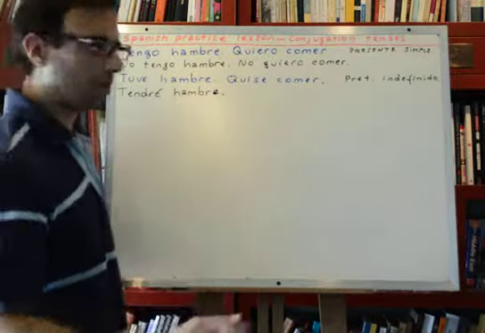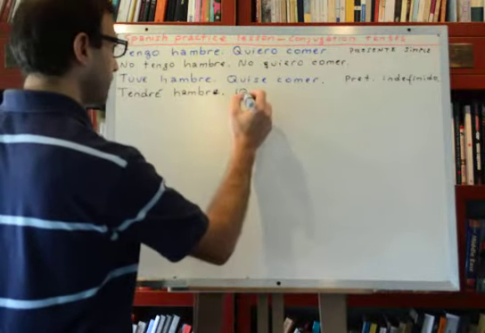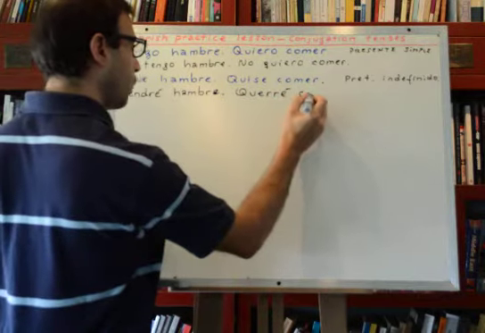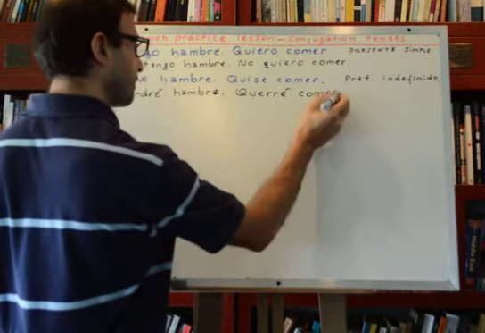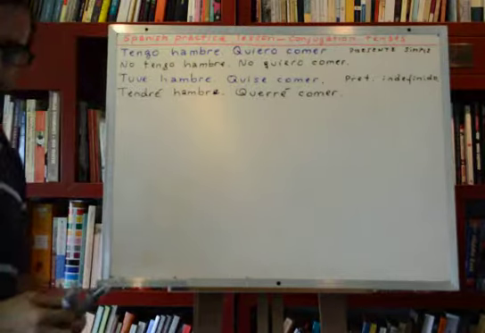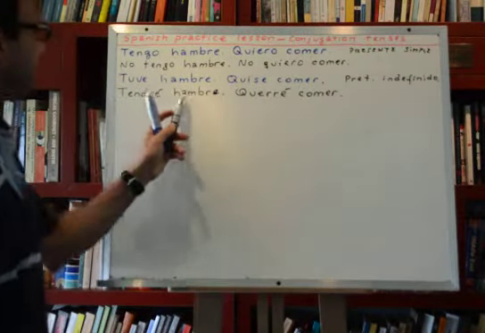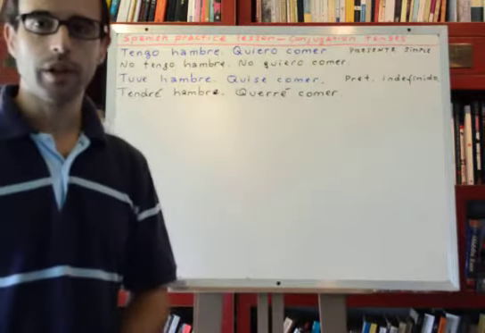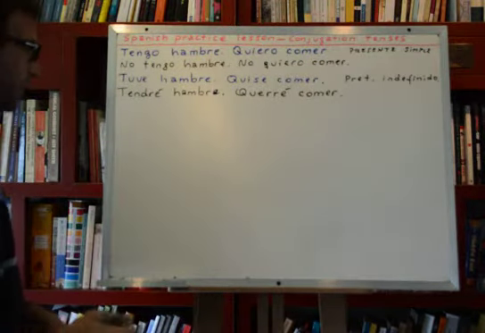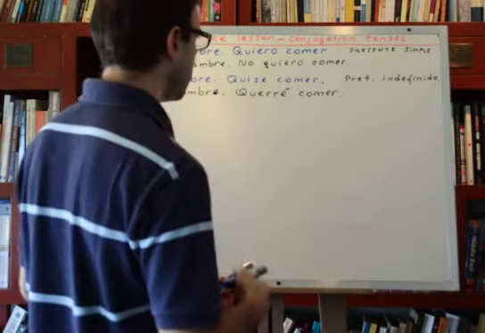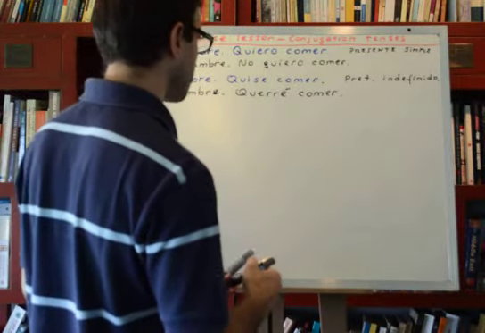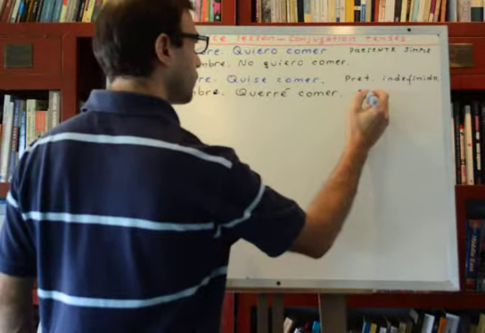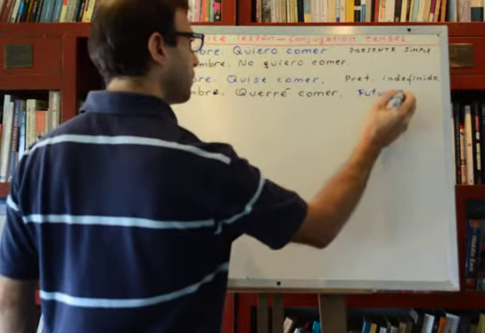I will want to eat. Querré comer. Querré comer. Okay? Tendré hambre, querré comer. I will be hungry, I will want to eat. So this is in the future. Futuro simple.